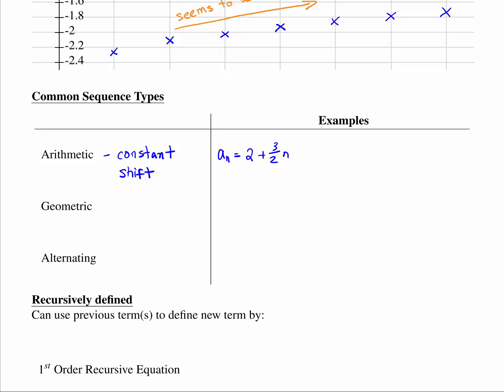Anyways, in this example, the first 4 terms would then be 7/2, i.e. 2 plus 3/2, and then 5, i.e. 2 plus 2 times 3/2, and then 13/2, and then 8, etc.